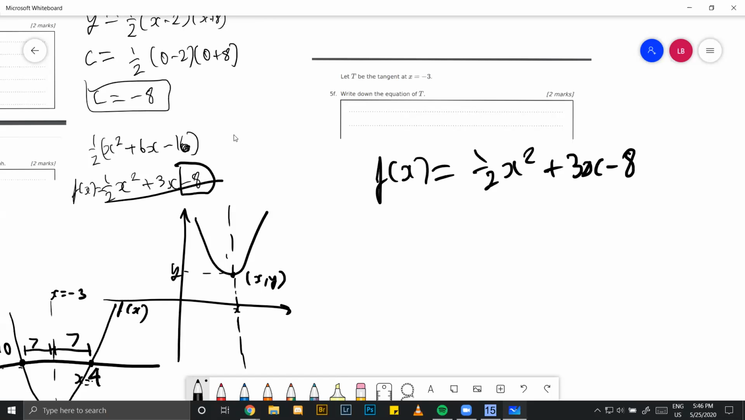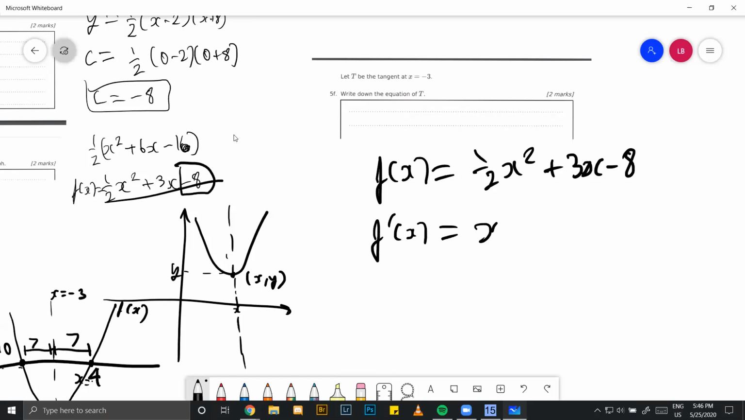Because I know it's a tangent, I know it's a derivative, so it's easier to do derivatives with this stuff. So f of x is equal to this. Write down the equation of t. I need to find out what this tangent slope actually is, so I need to find out what f prime of x is. So I take half x squared, and I can differentiate that by bringing the power down.